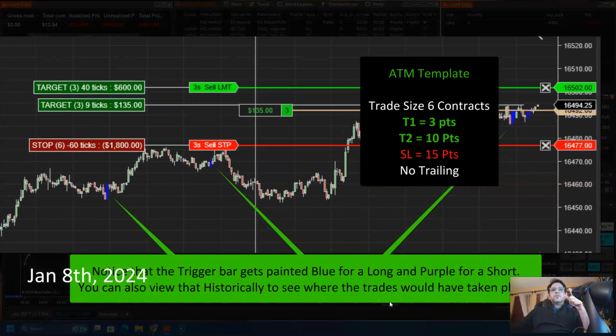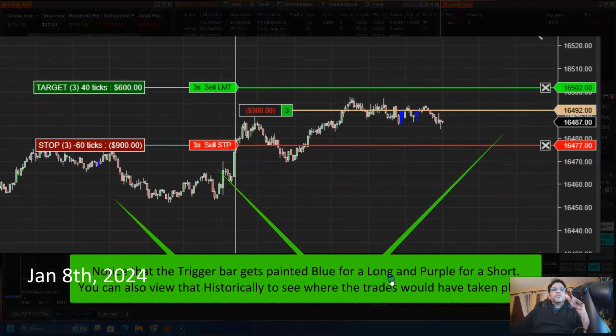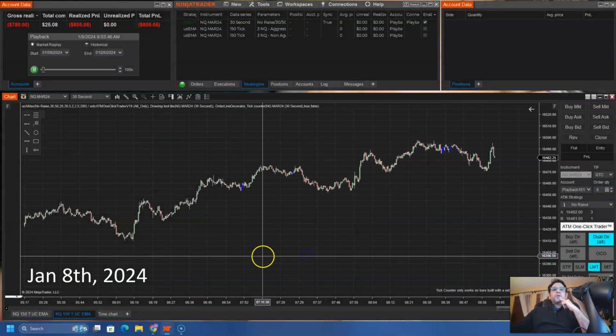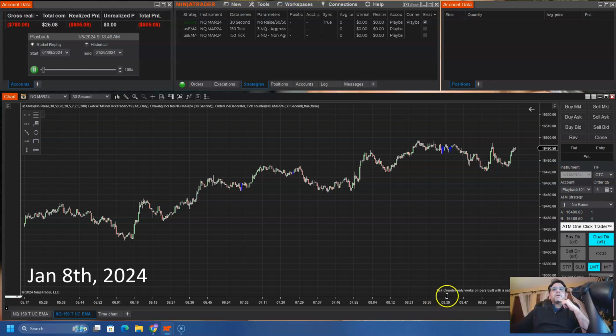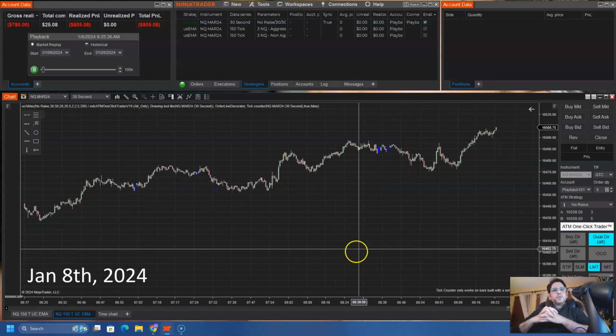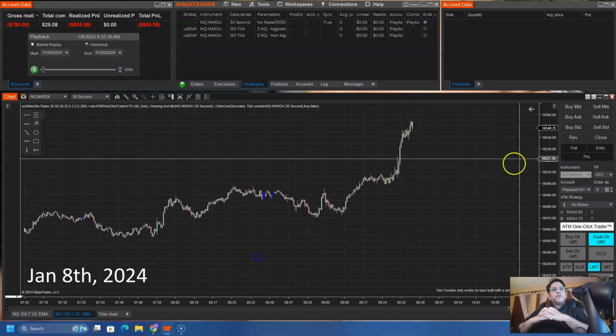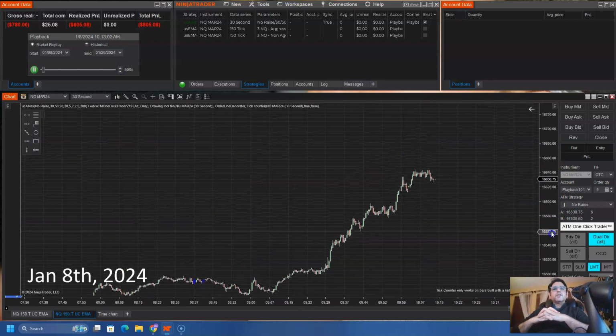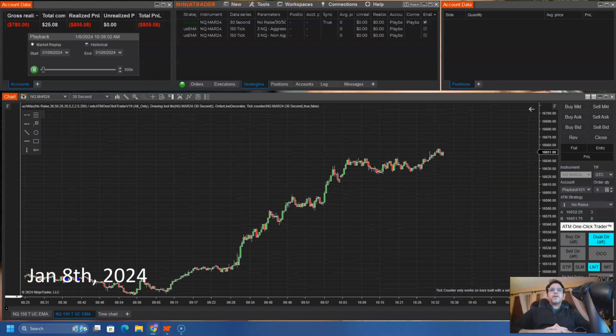Also observe that when you see the blue bars, that is where the bot took the long trade, and the purple bars will be the ones where the bot took the short trade, right? And it's kind of good because then you can see where the bot took the trades historically speaking, when you enable the bot.